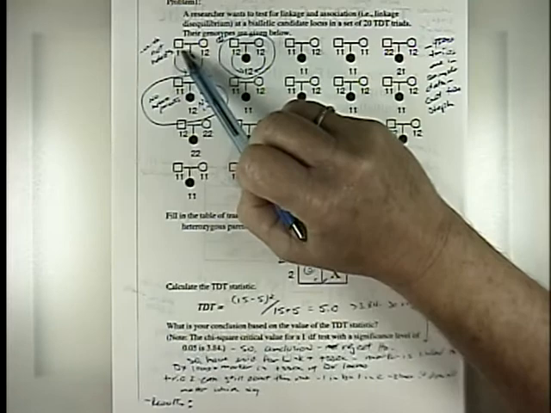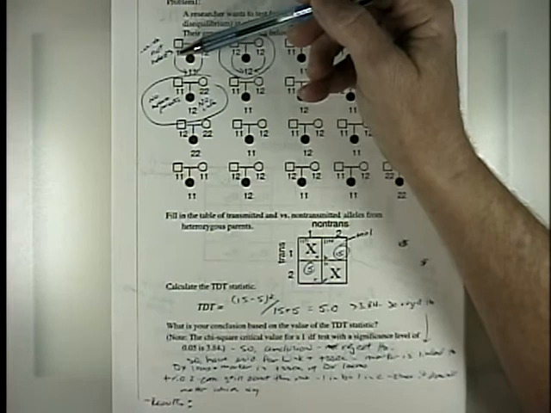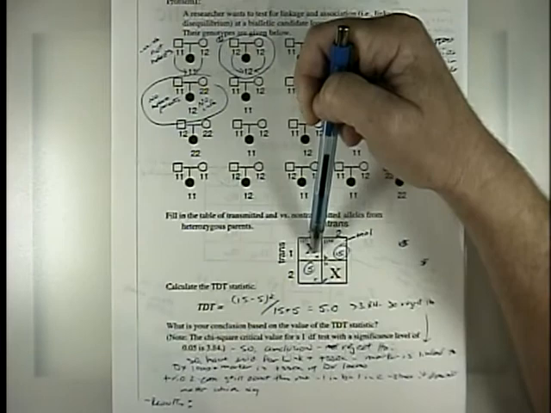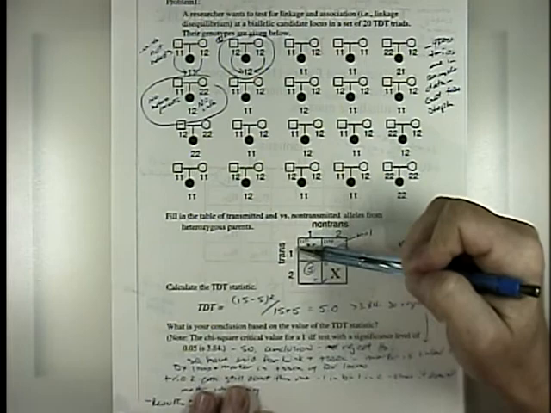Here's our offspring. They have the 1-1 genotype. The father has the 1-1 genotype. The mother has the 1-2. We know, in this case, because it's very simple, that the one allele was transmitted and the other one allele was not. So let's go down here and try to put this in our squares. The transmitted allele was the one. The non-transmitted allele was the one. So we get one count in that box in cell A.